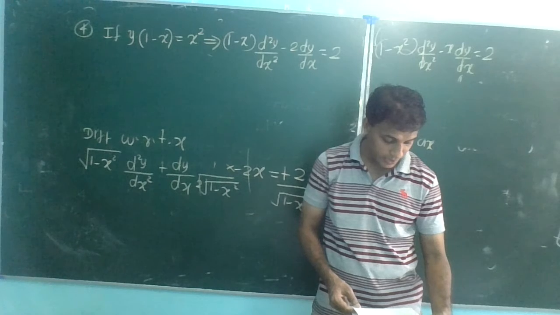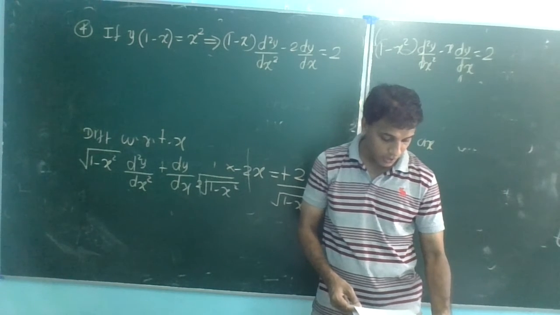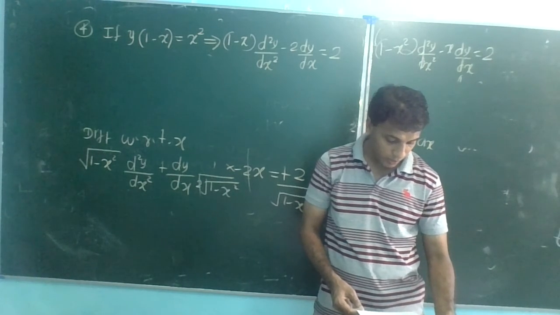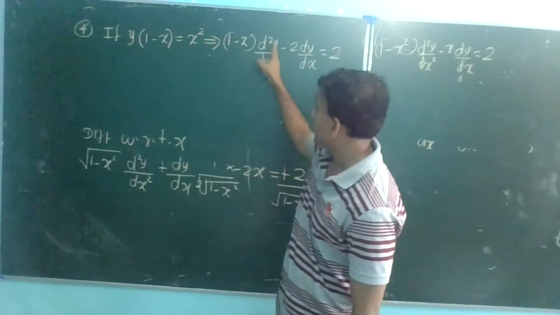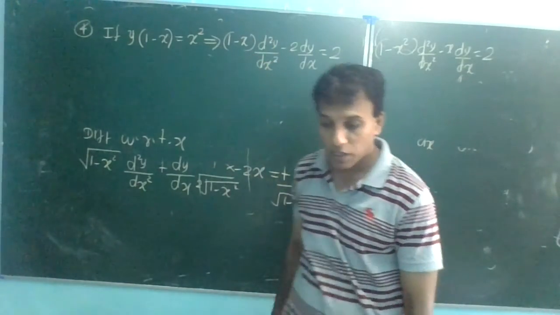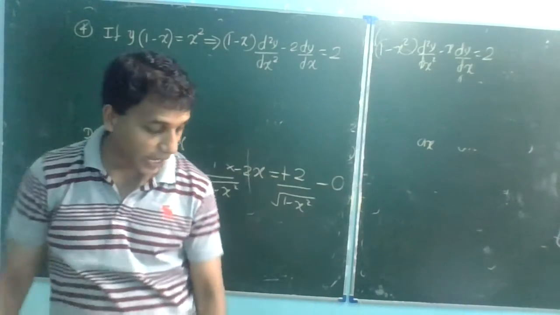So to show this answer that is given, and prove this answer. So here there is a second derivative available. So first time differentiate, then again differentiate.